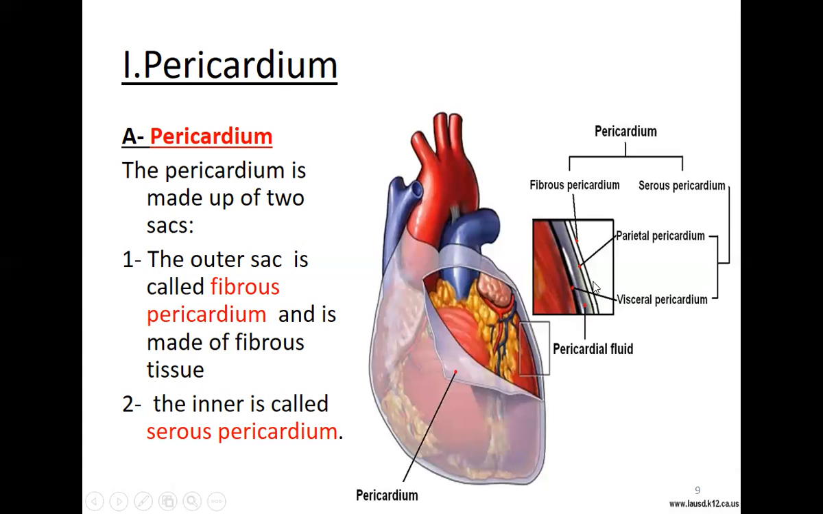If you see here, the whole of both the layers is called the serous pericardium, which has an outer layer called the parietal pericardium, and an inner layer, which is totally attached to the heart, called the visceral pericardium. Viscera means the organ. So whatever layer is attached to the heart is called visceral, and outside is called the parietal. In between there is a space called the pericardial space, filled with pericardial fluid. So innermost is the visceral layer, outer is the parietal layer of the serous pericardium, and in between is the pericardial space, filled with pericardial fluid.